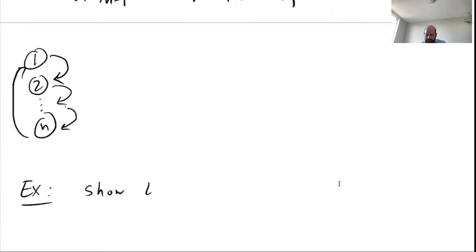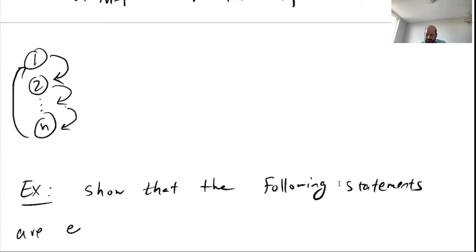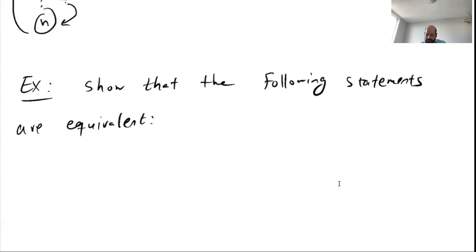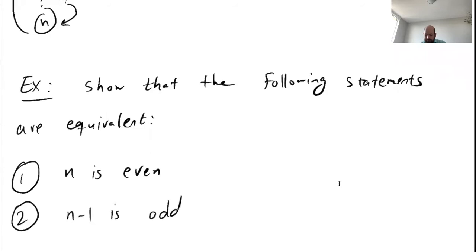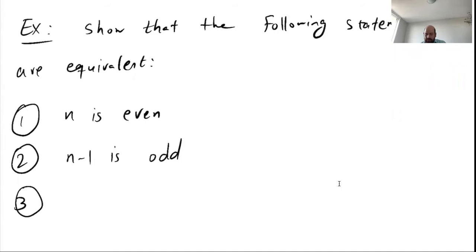Show that the following statements are equivalent. The first one is n is even. Next one is n minus 1 is odd. Third one is n squared is even.